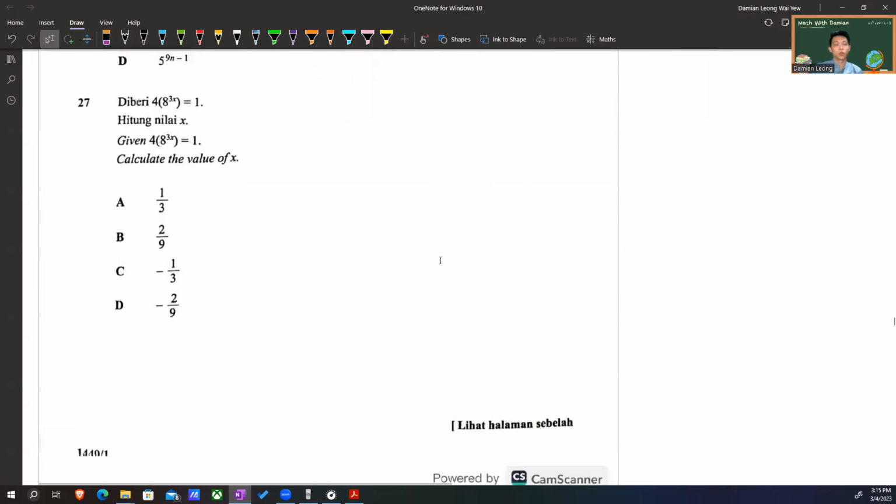Question 27. Calculate the value of x here. We have 4 times 8 to the power of 3x equals 1. When my unknown is on top, it's best to solve by changing everything to the same base. How do I change to the same base? For 8, you can relate with 2. So 4 is 2 to the power of 2, and 8 is 2 to the power of 3. So 2 to the power of 3, to the power 3x, equals 1. I can also change 1 to base 2, to the power of 0. Power on top of power means multiply.